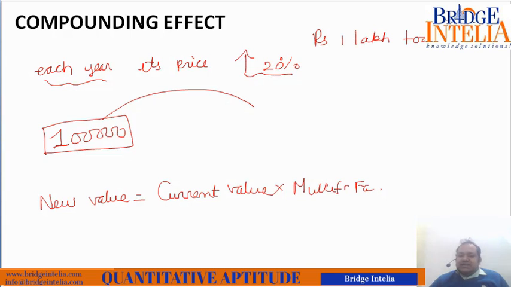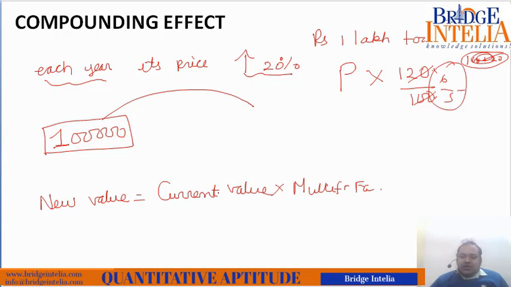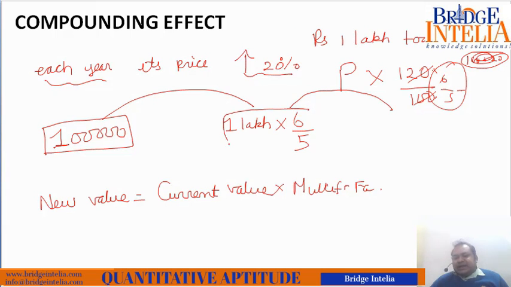Since you are increasing this by 20%, to increase something by 20%, let's suppose you want to increase the value of P by 20%, you multiply this by 120 over 100. Why 120? Because 100 plus 20, an increase of 20%. So this is 6 by 5. So next year the price of the land will be 1 lakh into 6 by 5.